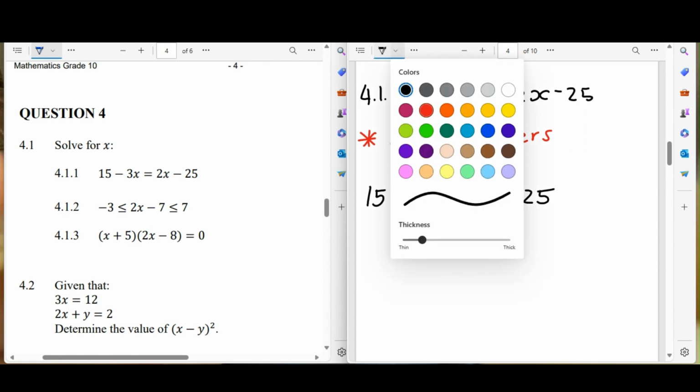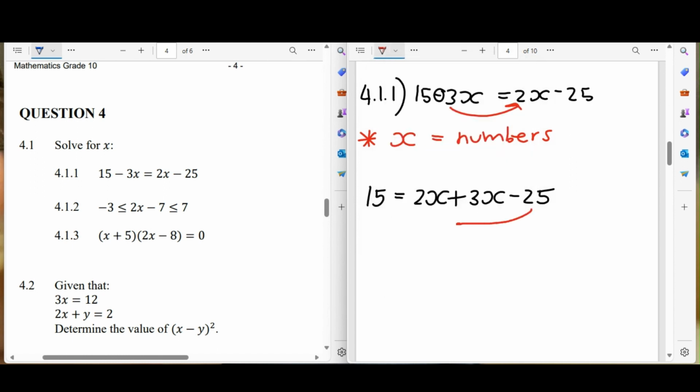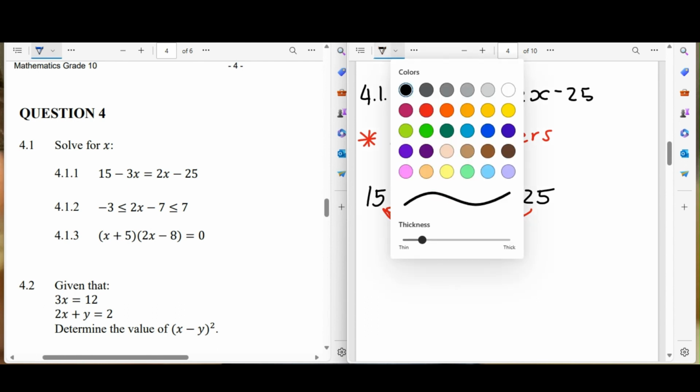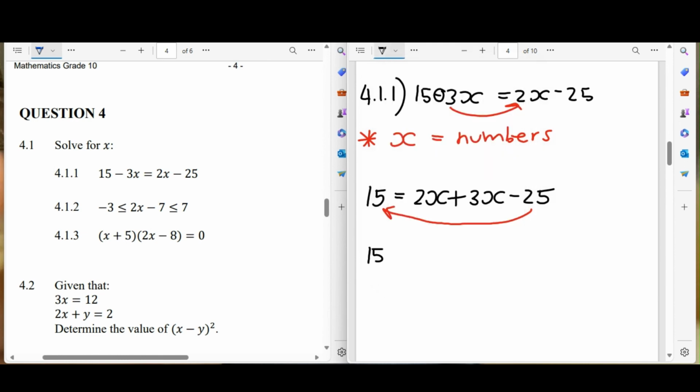So if I take the negative 25 across, again, same thing. If I'm taking it across, the minus 25 becomes positive 25. So on that side then, I'm going to have 15 plus 25 is equal to 2x plus 3x. Let's simplify now. 15 plus 25, that's going to be 40. Okay, so 25 plus 10 is 35 plus 5 is 40. And 2x plus 3x is going to be 5x. Okay, this is looking a lot simpler.